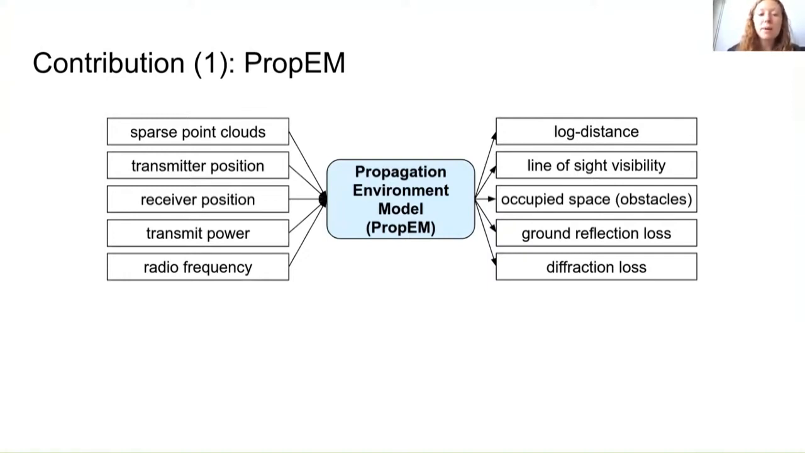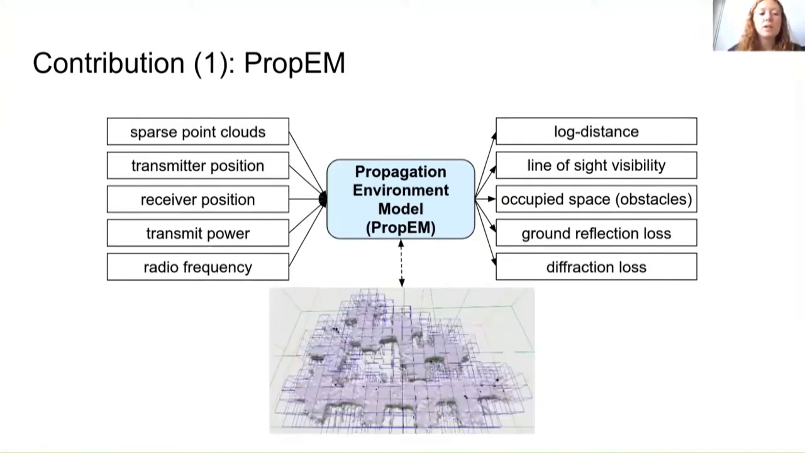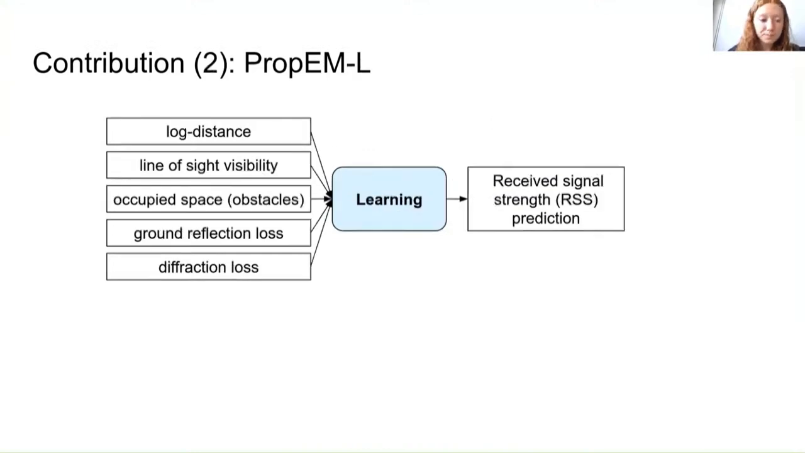So in a way, PropEM acts as an encoding layer between raw sensor data, which is these sparse 3D point clouds on the left, and a few key numbers for signal strength prediction on the right. To do this, PropEM internally builds and maintains a 3D occupancy grid used for ray tracing.